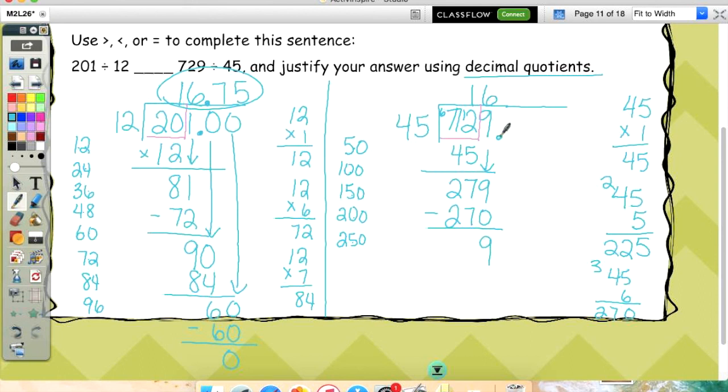Good job. Okay, so I'm going to carry this out with a decimal quotient. So that means I'm going to use a 0, drop it down. And I already know what 45 times 2 is. Do you? What is it? 90. 16.2, or 16.75. 16.75. Awesome. Okay, and good job today.